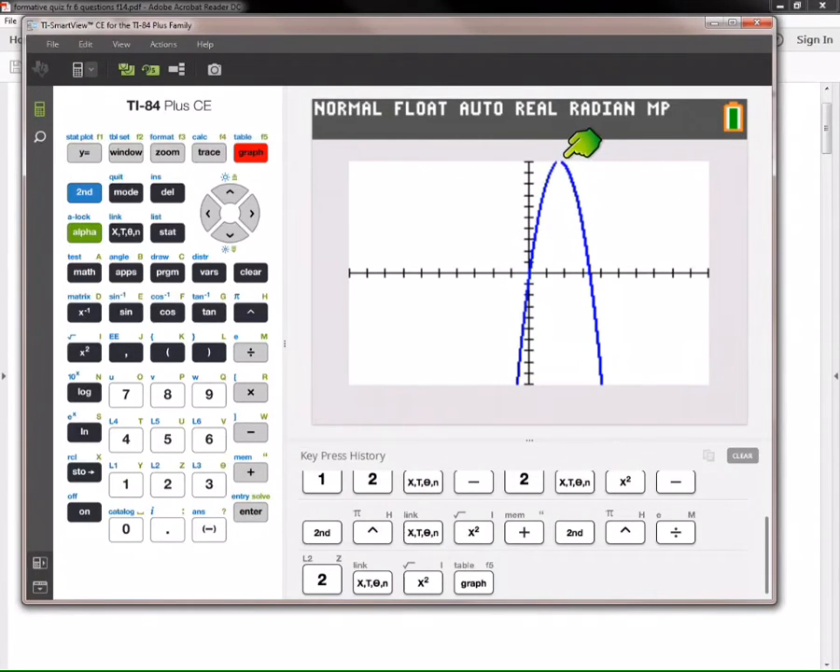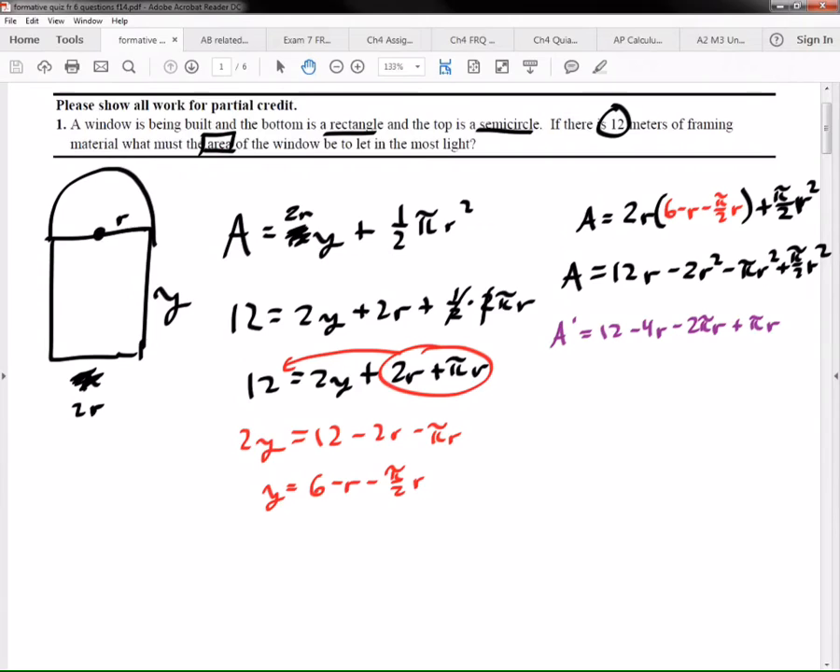We're looking for that right there. That max area. We want to know that max area. So, if we didn't have a graphing calculator, what we could do is use a derivative to find where the slope is 0, because what's the slope at a max? 0. So, knowing that, we're going to set this equal to 0.